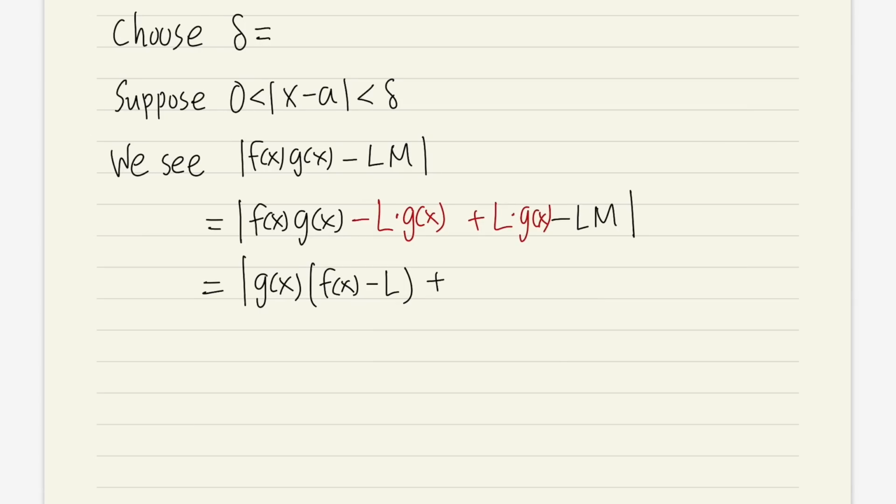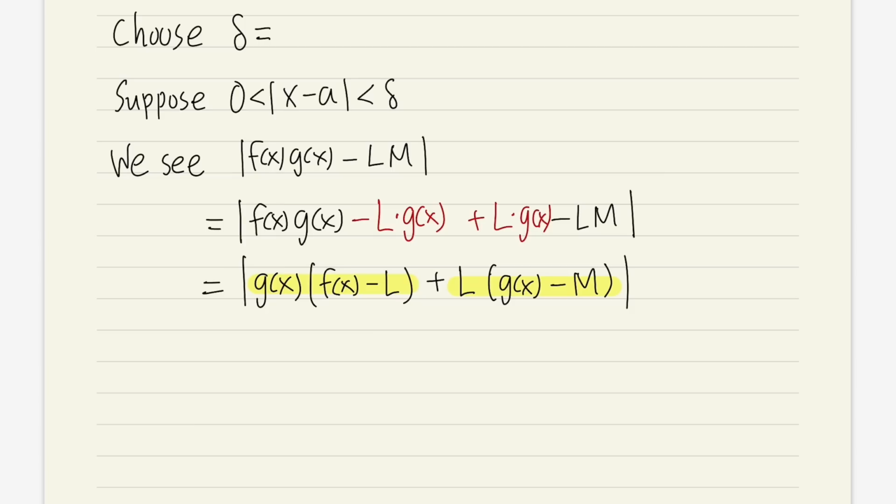And then we add. For the second part here, we can factor out the L. So we will have the L here, and then times g of x minus M. And that's actually really good because here we have the f of x minus L. Likewise, here we have the g of x minus M. And those are the things that we were talking about earlier. That's pretty good. Now, pay attention to this right here. For the first part, we have g of x times this quantity, and then plus L times this quantity inside of an absolute value. We are going to break it apart.